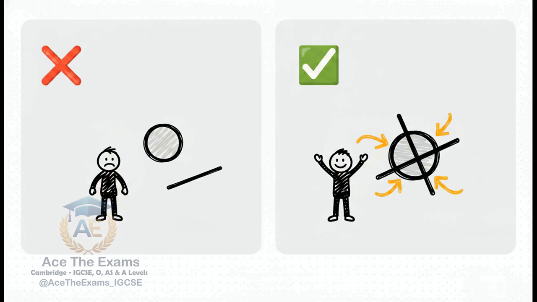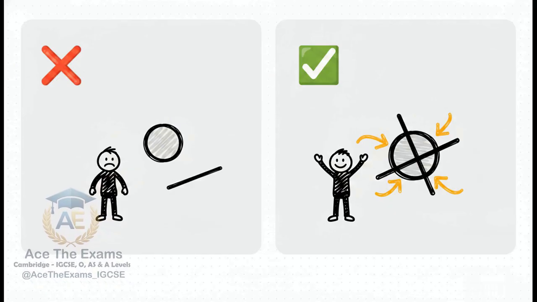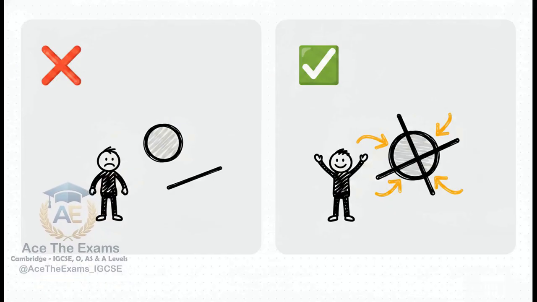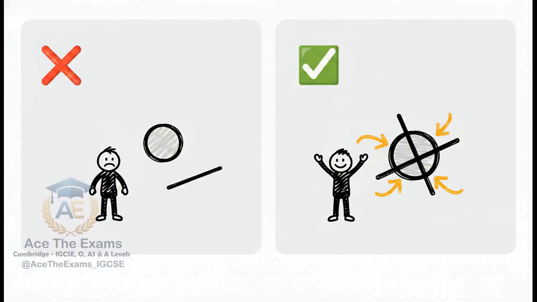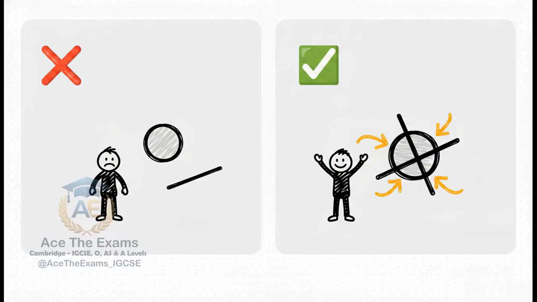Top candidates instinctively apply what we can call a PEAL framework to their math. Point, evidence, explanation, link. The point is identifying the geometric rule. The evidence is your raw algebra. The explanation is your step-by-step working. And the link ties your final value back to the specific command word in the question.